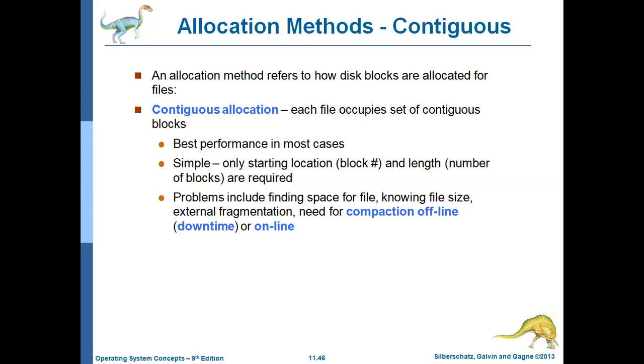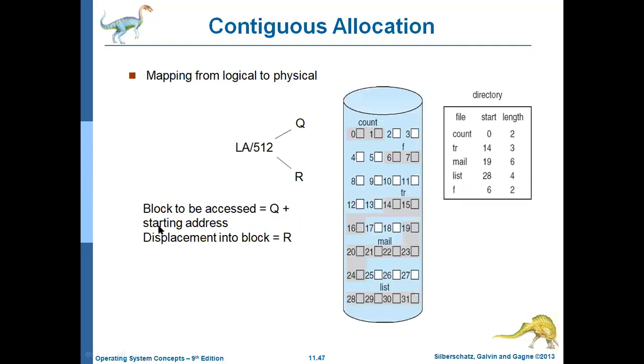The problems with contiguous allocation are that you should know the space for the file, you should know the file size. It can involve external fragmentation in some cases, and a need for compaction, offline, which is downtime, or else online. Then you can look at this example of mapping from logical to physical memory.